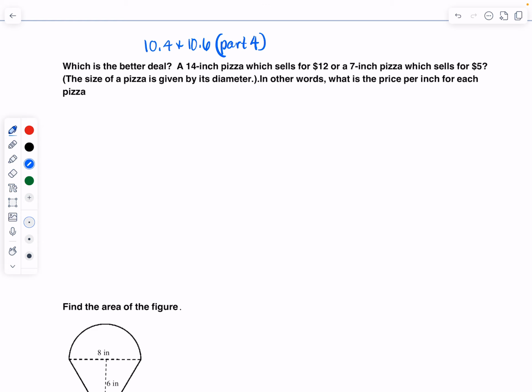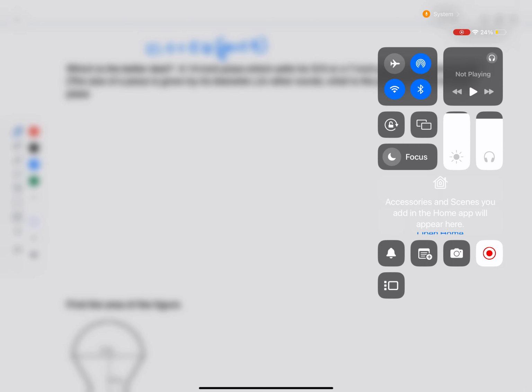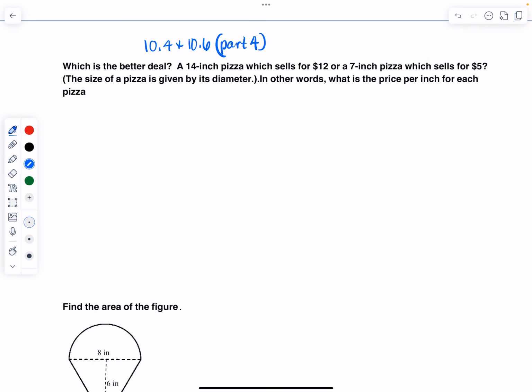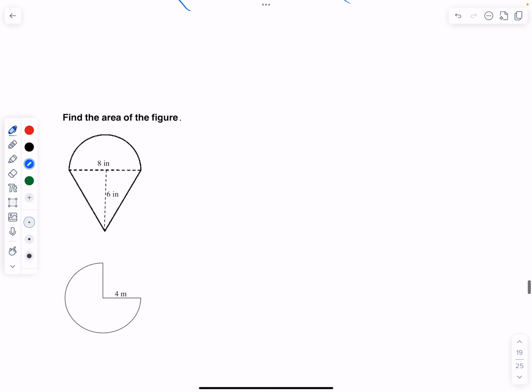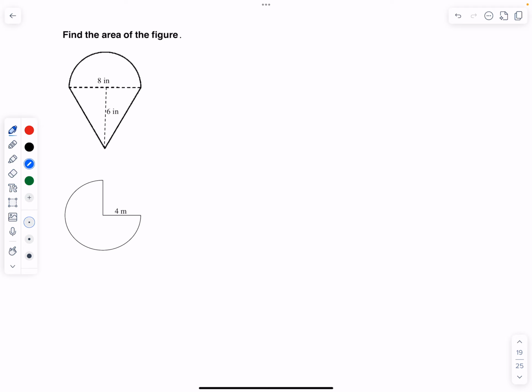All right, for this particular problem, I'm actually going to skip it because I'm not going to put this on your test. So we're just going to skip this pizza problem and move on. So this next problem on this page says find the area of a figure.